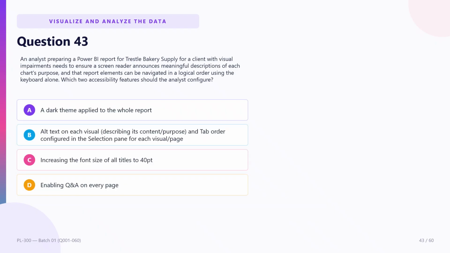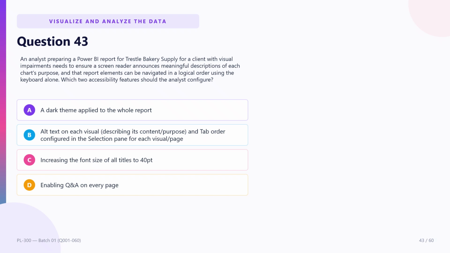Question 43. Visualize and analyze the data. An analyst preparing a Power BI report for Trestle Bakery Supply for a client with visual impairments needs to ensure a screen reader announces meaningful descriptions of each chart's purpose, and that report elements can be navigated in a logical order using the keyboard alone. Which two accessibility features should the analyst configure?